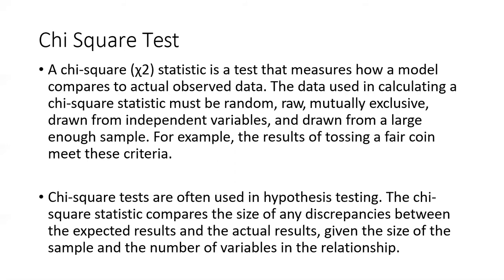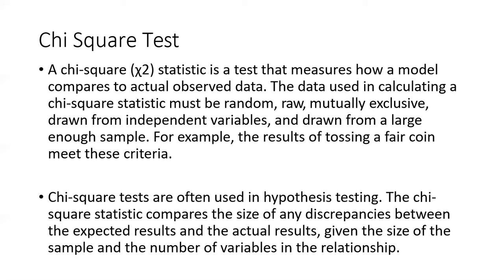and drawn from a large enough sample. The sample size in case of chi-square test will be large. For example, the results of tossing a fair coin. If a coin is tossed, either you will get a tail or head. So it meets this criteria. Then we have chi-square test, often used in hypothesis testing.